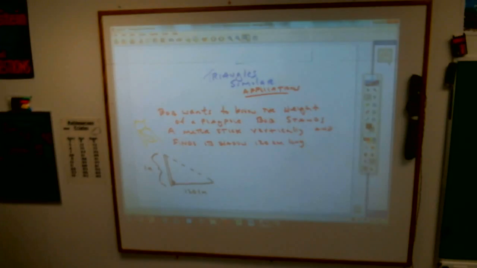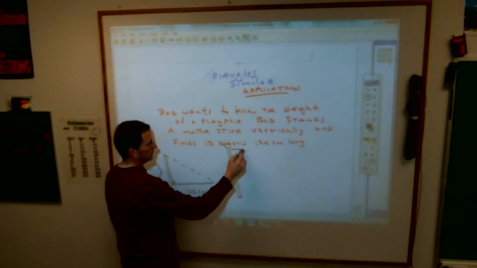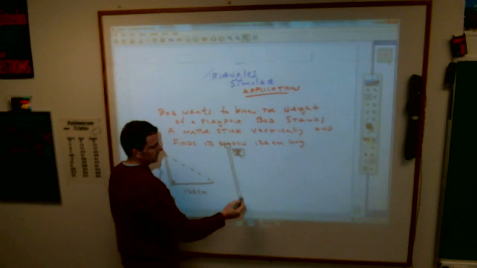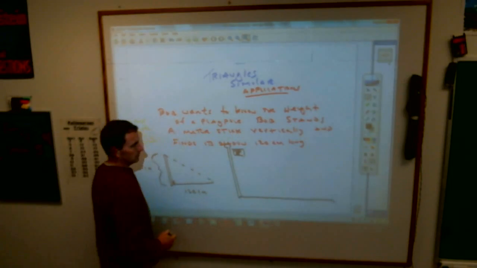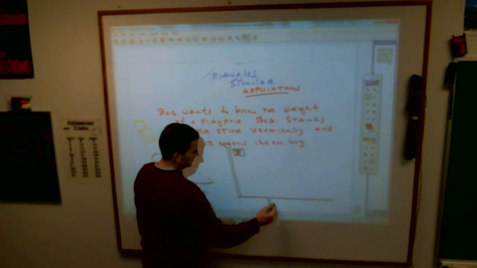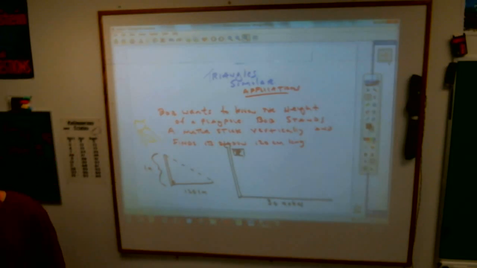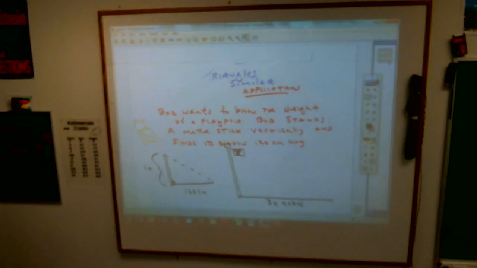How about that? Isn't that special? Then Bob measures the shadow of the flagpole. So here's your flagpole, which is much taller. And he knows the shadow, he can't measure the flagpole itself because he doesn't need to get on the ladder. He measures the shadow, and it is 30 meters long.